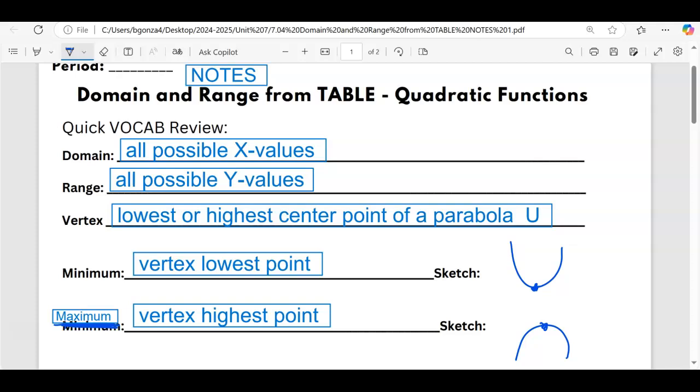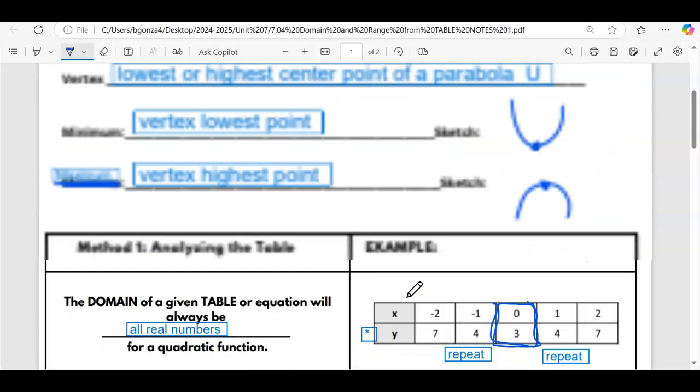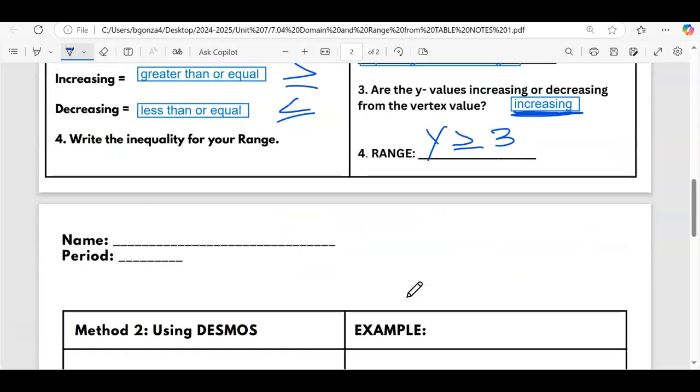Okie dokie. Ready? Let's talk about finding the range. We got to move on. I got to change it. So sorry. All right, here we go.